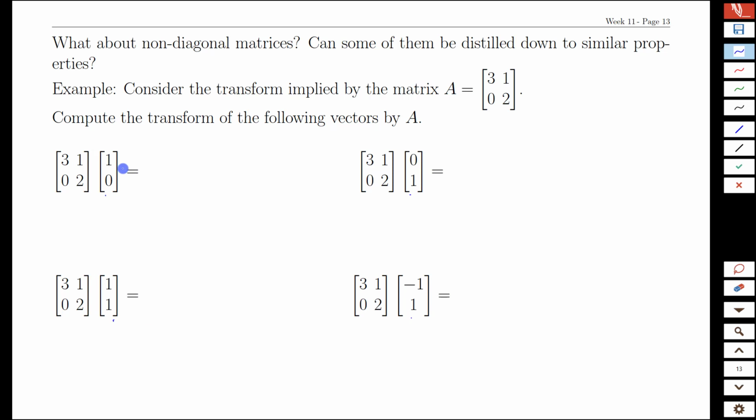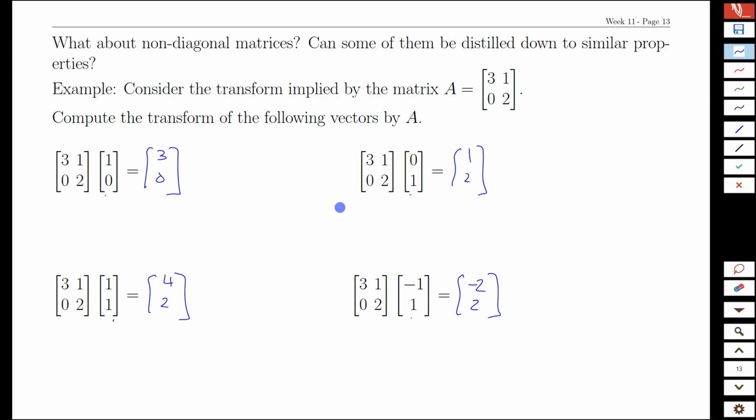How do we transform any vector with a matrix? We just do matrix multiplication. So this will be 3 and 0. So that gives us 3, 0. This would give us, again, I'm walking my fingers on the page, you can't see it, 0, 1, and 2. This would give us 3 plus 1 is 4, and 2. This one would give us -3 plus 1 is -2, and 2.